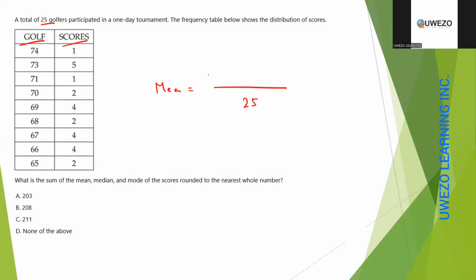Now we have 2 65s, so that would be 65 times 2. And then we have 4 players who scored 66. So that will be 66 times 4. Similarly, we can add all other values where you multiply the goal score and the frequency. Finally, we can get the sum using Desmos and divide by 25 to get the final answer, which should be approximately 69.